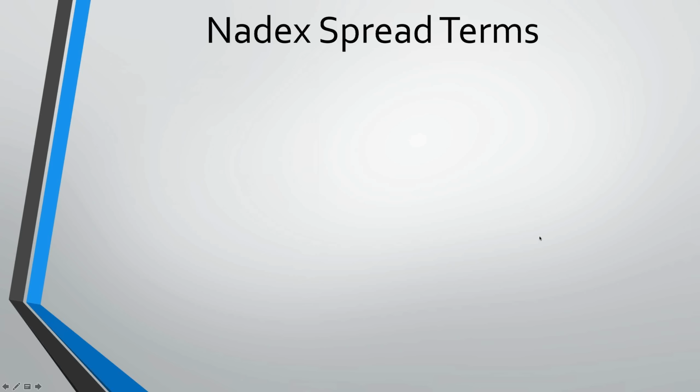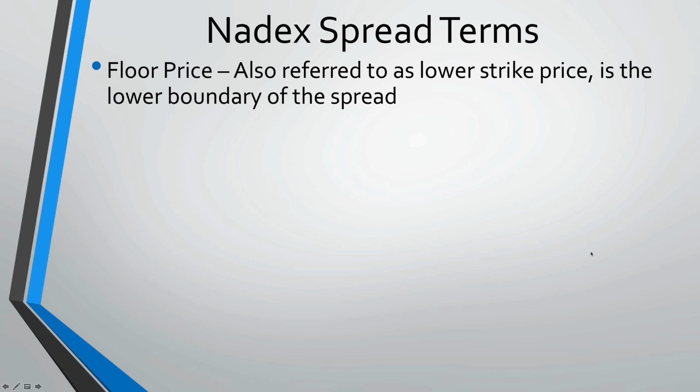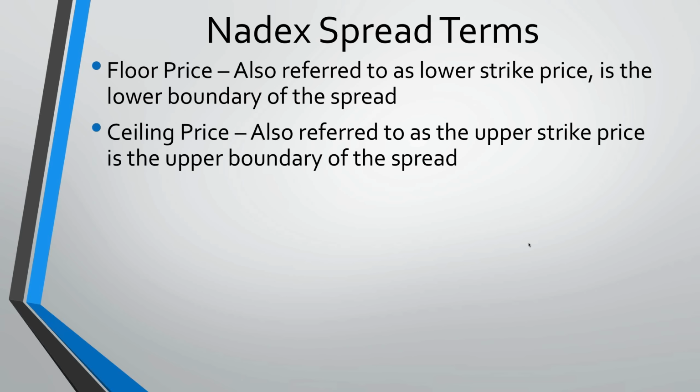So now, to start combining these ideas, let's look at Nadex spread terms that apply to what we're going to talk about. Some of this may be review for some of you, but like we like to say, if something is easy, just get through it. If something is hard, review it. Floor price. The floor price of a Nadex spread is also referred to as the lower strike price. It is the lower boundary of the spread. Ceiling price is also referred to as the upper strike price. It is the upper boundary of the spread.